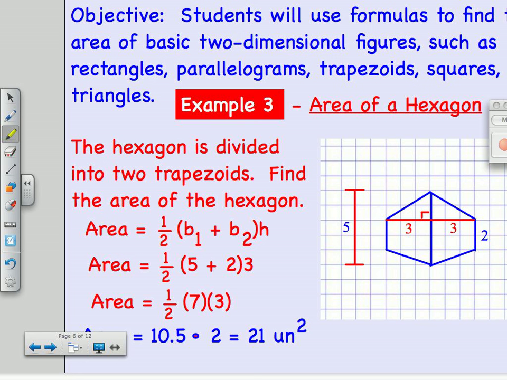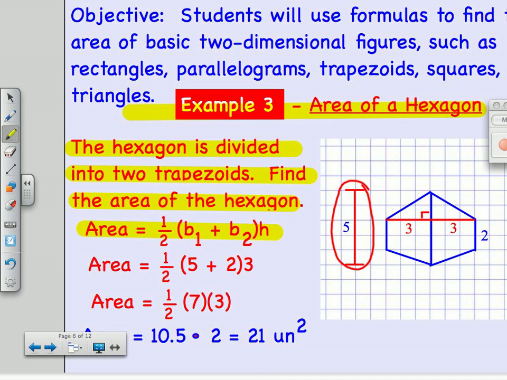So let's look at example 3, area of a hexagon. The hexagon is divided into two trapezoids. So we're going to go ahead and use the formula for area of a trapezoid. Okay? So the hexagon is divided into two trapezoids. Find the area of the hexagon. So here's the trapezoid formula. One trapezoid, by the way, even though this is over here, they're just showing you this distance here. What they're trying to show you is you should see then that this is equal to from here to here. So this line here is the one that's 5.